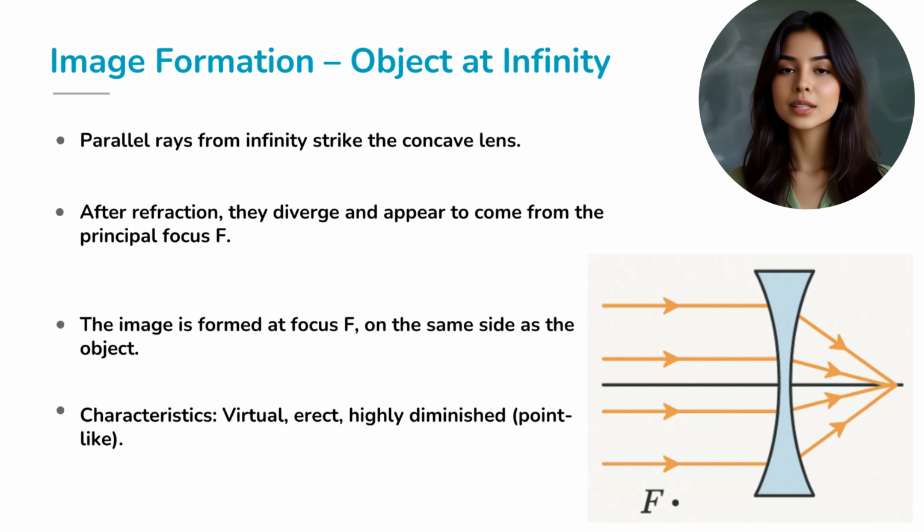And where does this lead us? We get a virtual image, which is erect and point-like, almost like a tiny spark in the distance. This image is formed at focus F, and it's so diminished that it's basically a tiny dot, like looking at a star through a telescope, small, far away, and looking like a point of light. Now, this is important. It's virtual, erect, and highly diminished. So, next time you're staring at the stars, think of that concave lens and how those rays would appear to spread out from a distant focus right back where they came from.